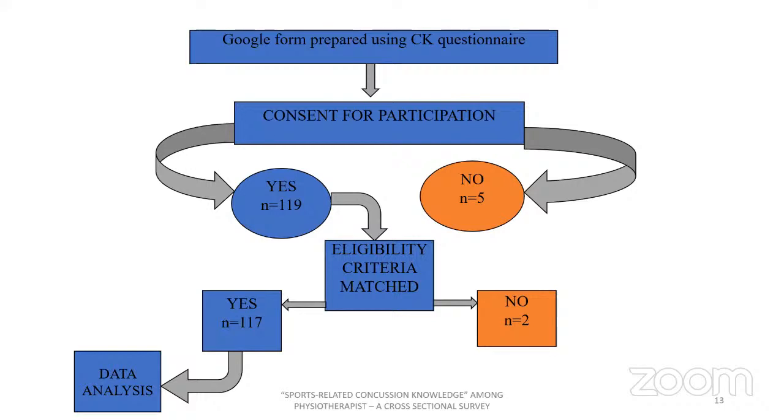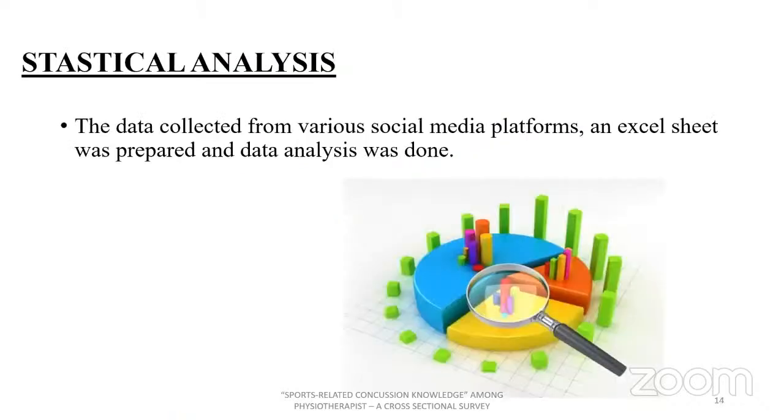119 gave positive consent, whereas 5 gave negative consent for the survey. Out of 119, 117 matched the eligibility criteria and 2 were excluded, and 117 were further analyzed. Statistical analysis: the data collected from various social media platforms was put into an Excel spreadsheet, and data analysis was done.